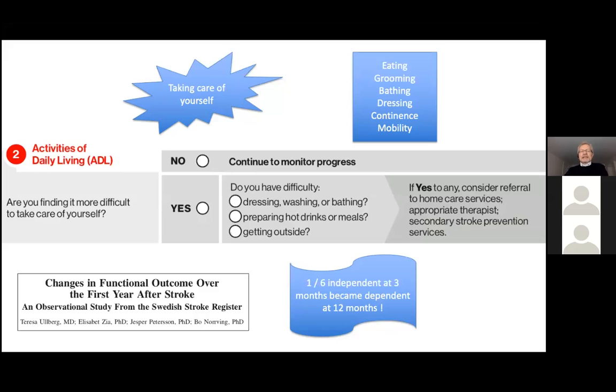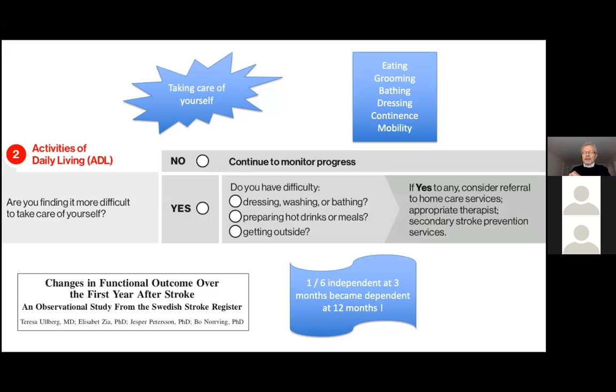Activities of daily living, that means the ability to take care of yourself: eating, grooming, bathing, dressing, continence, and mobility. And you can go through these. And why is it important to go through these? In the outpatient and in the community, haven't our rehab services done this already? Haven't they taken care of this?